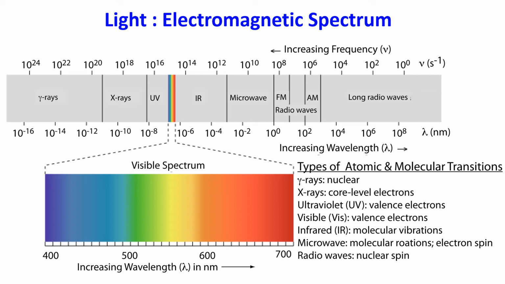So this particular spectrum, if you see, can all be considered as a light spectrum or electromagnetic wave spectrum, and it consists of different regions that we have named X-rays, gamma rays, UV light, visible light, IR, microwaves, radio waves, and so on. Now these are the different types of atomic and molecular transitions shown here, which give rise to this kind of light. Gamma rays come mainly from nuclear transitions. X-rays come from core level electron transitions. Ultraviolet light, valence electron transitions. Visible light, valence electron transitions. Infrared comes from molecular vibrations. Microwaves come from molecular rotations or electronic spin, and radio waves come from nuclear spin.